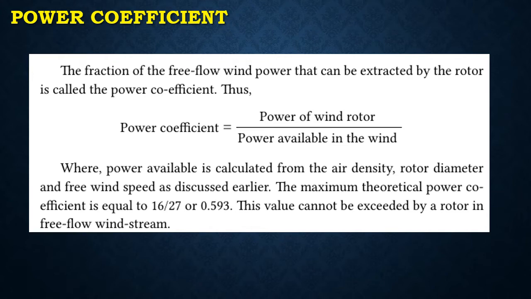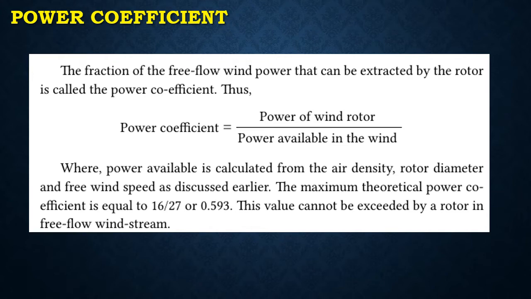Here, the power coefficient is the ratio of power of the wind rotor to the power available in the wind, or the fraction of free flow wind power that can be extracted by the rotor is called the power coefficient. The power available is calculated from the air density, rotor diameter, and free wind speed, as discussed earlier.